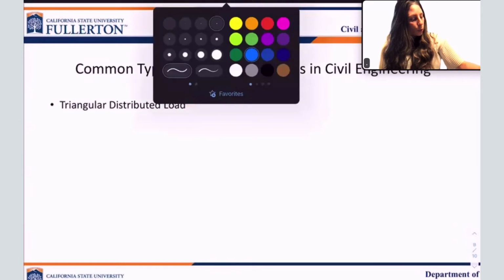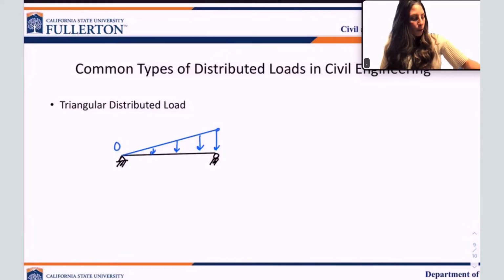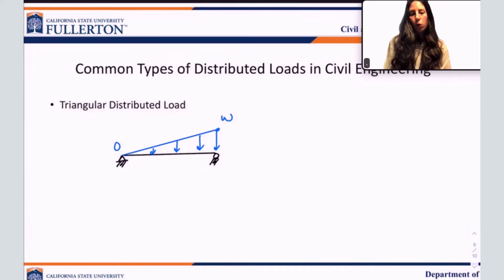We also deal with triangular distributed loads. Again, I'm just going to draw a simply supported beam element, and a triangular distributed load could look like this. We start from 0, and we have some magnitude of the triangular distributed load here. This could be any value up here. This is another type of distributed load that we often see in engineering applications and civil engineering applications.